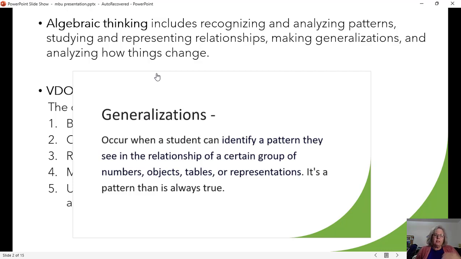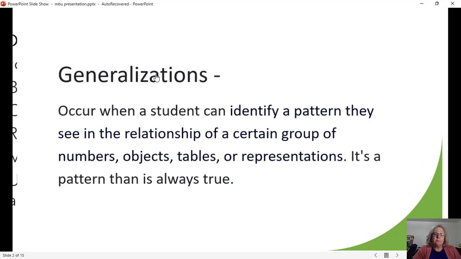So they can take the generalization from this one pattern and apply it to another one. In numbers, it would be like 2 times something always doubles the number. 3 times something always triples the number. Those kinds of things are generalizations.